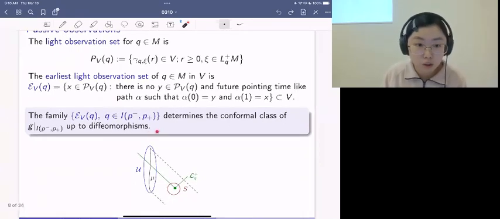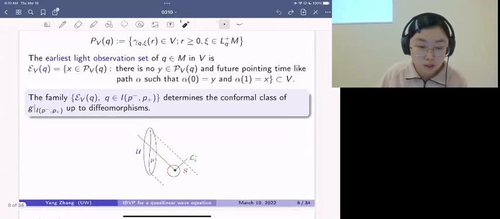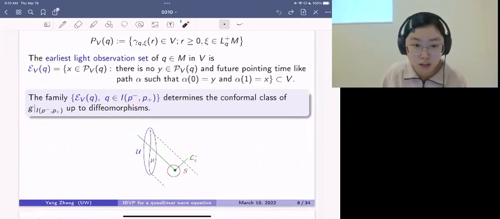With this theorem, it suffices for us to recover the family of the earliest light observation sets for each point Q in the diamond set.